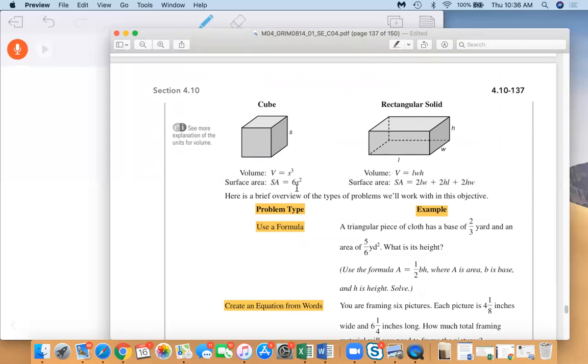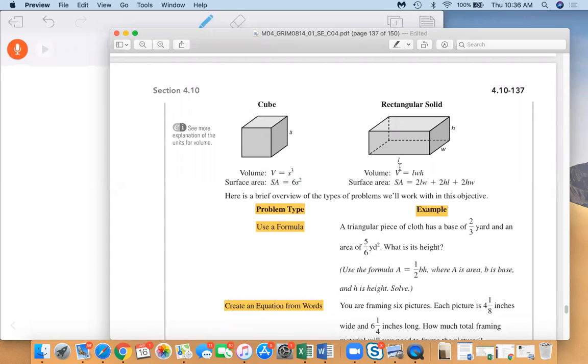The surface area, remember, you have 6 sides to a cube. You have 1, 2, 3, 4, and in the back 5, and in the bottom 6. So when there's 6 sides, what it's saying is 6 times the area of 1. So in this case, the area of 1 is going to be s times s, which is s squared. And you multiply that by 6 for all the sides.